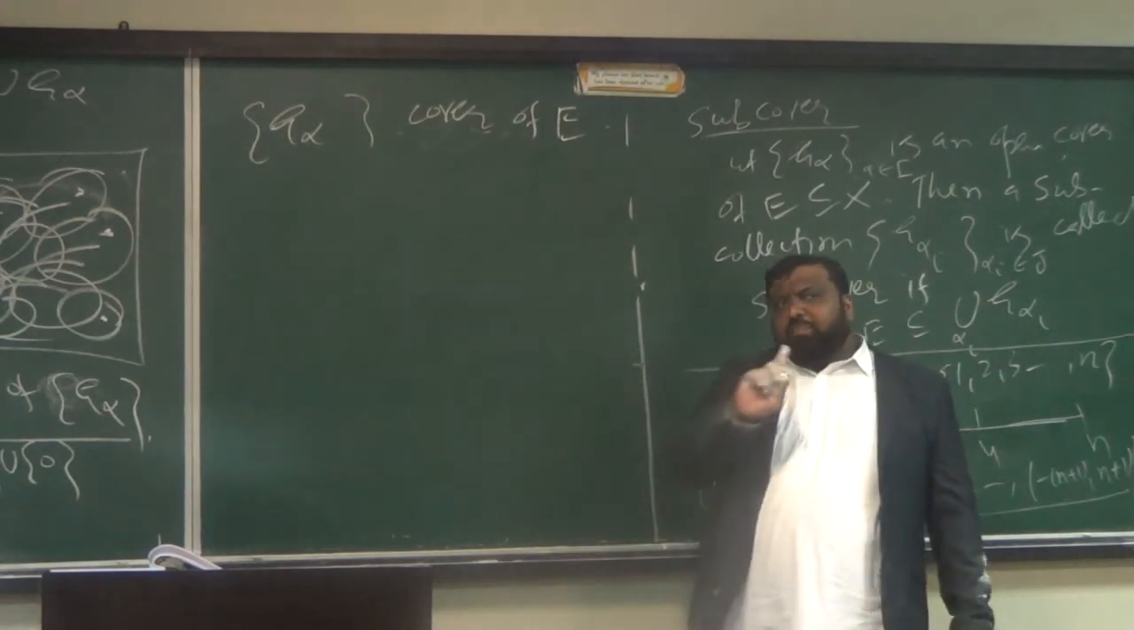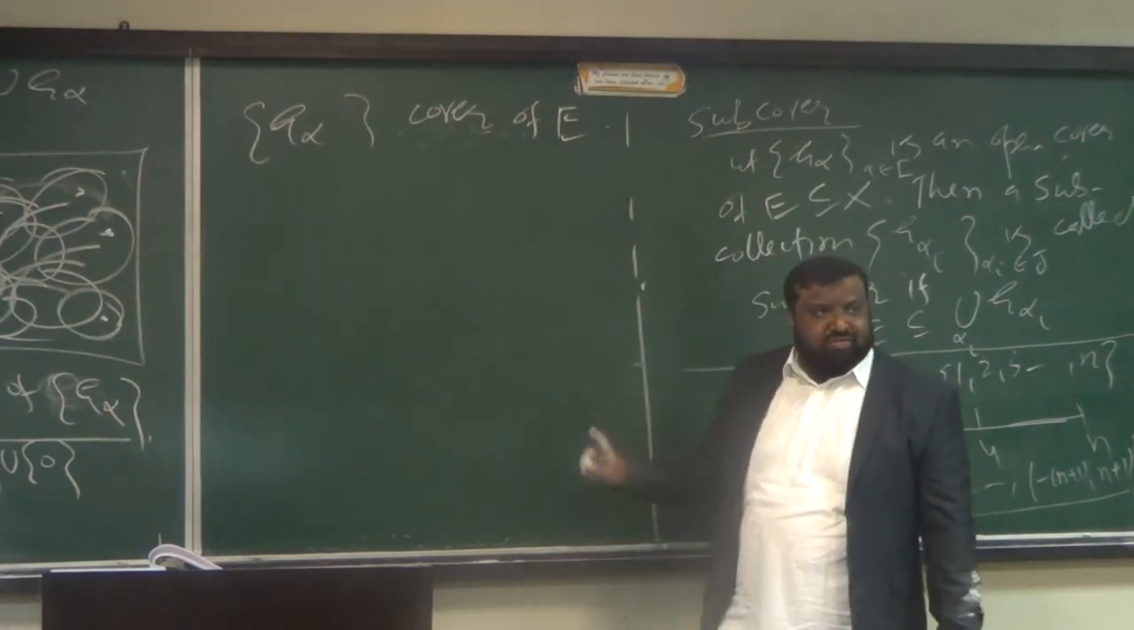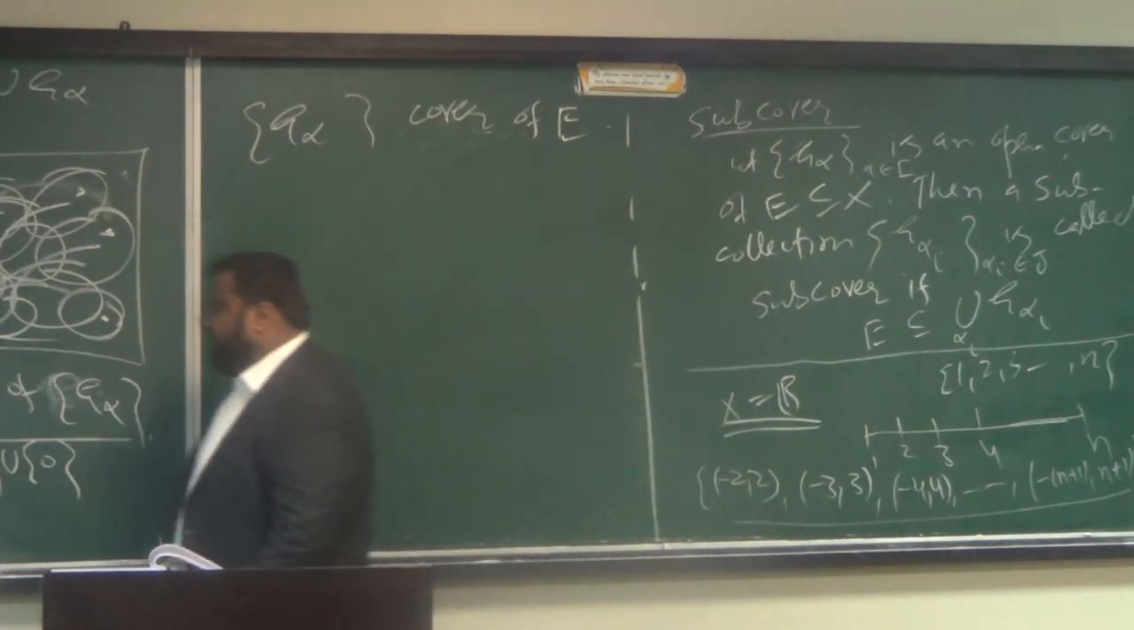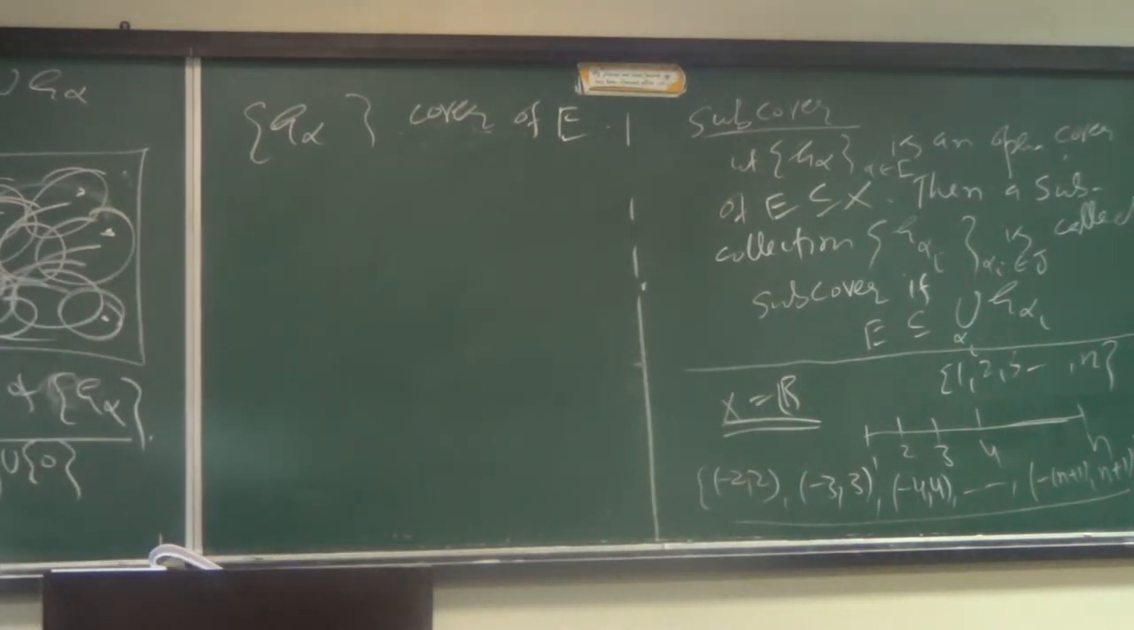So I'll just give you a pictorial proof. You try to write for yourself what would be the precise way of doing it. I'm saying that if I have a cover of this set E, then there must be an open set in this cover which contains 0. And since you have Euclidean space, this open set is going to be a ball or union of balls. So imagine it's this kind of a thing, which contains 0.